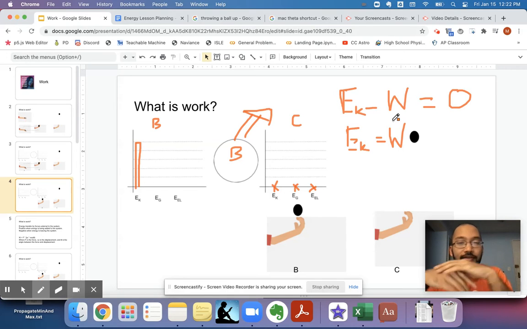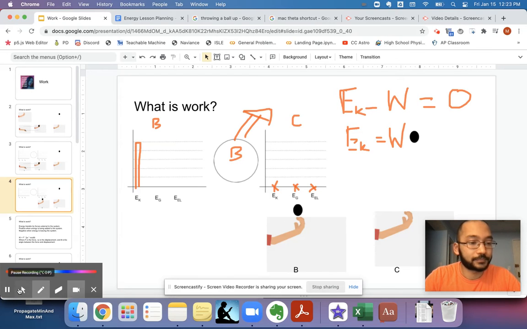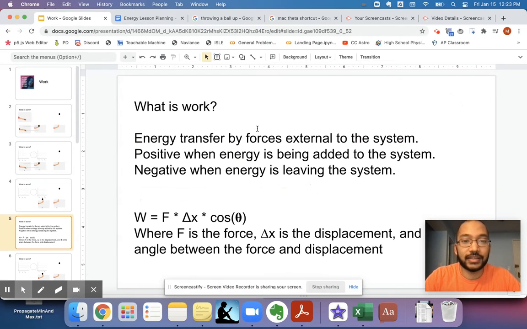The signs, I don't want to focus on the signs right now, so let's just gloss over that. It'd be helpful to just look at some examples to understand the signs better. But for now, intuitively, I started with some amount of energy, and that energy decreased. Therefore, energy left the system. And by convention, we call that negative work. To summarize, what is work? It's energy transferred by forces external to the system.